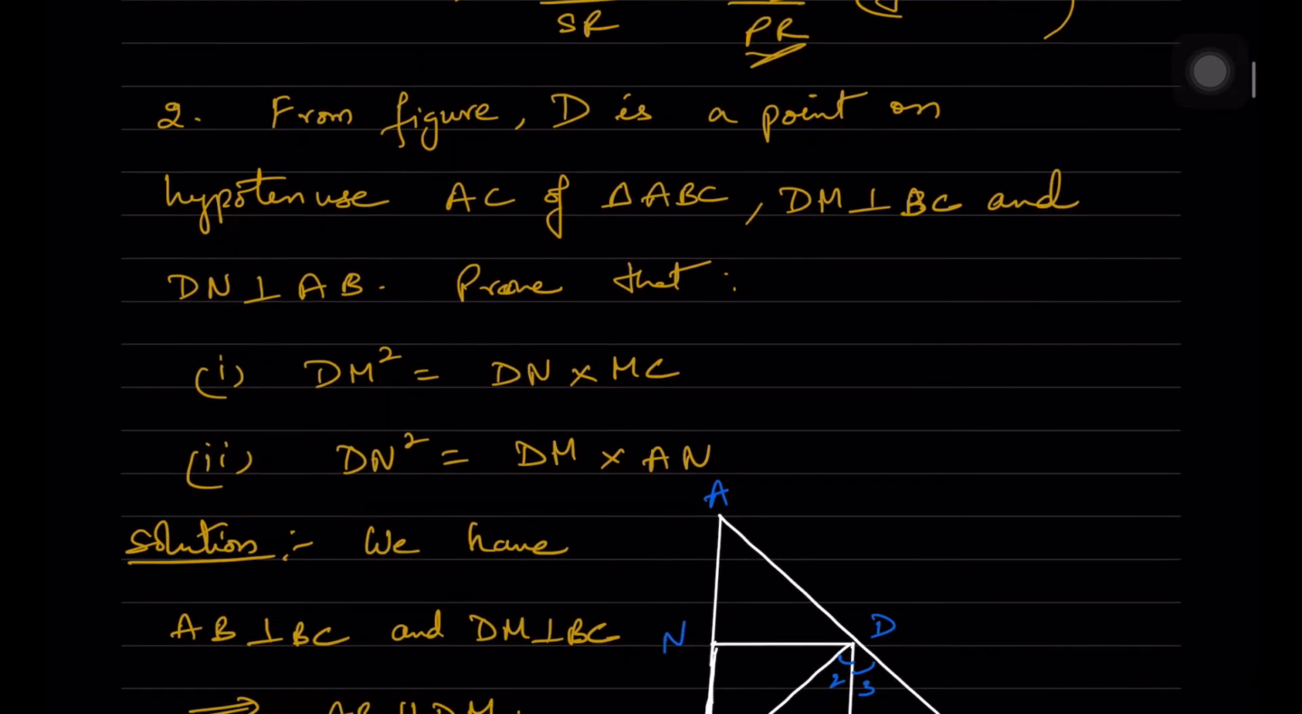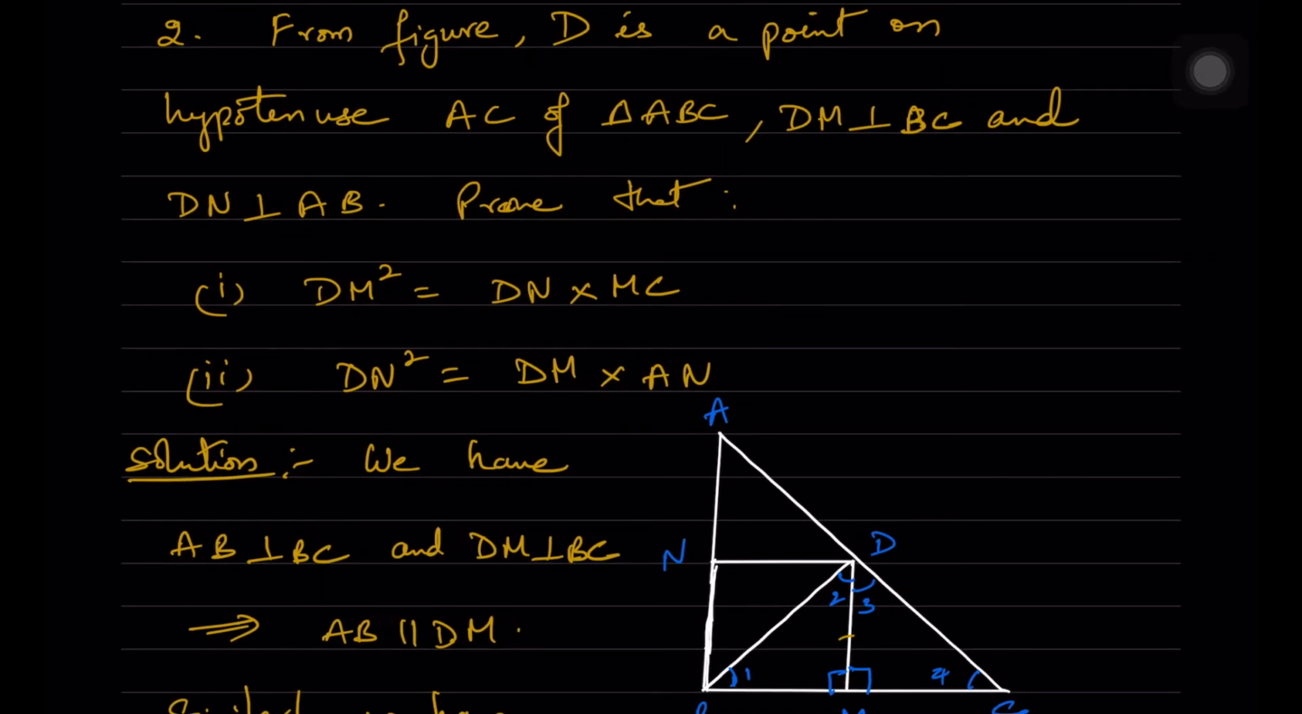Next, second problem. From the figure, D is a point on the hypotenuse AC of triangle ABC, you can see here clearly. DM is perpendicular to BC and DN is perpendicular to AB. Prove that DM square is equal to DN into MC, and second, DN square is equal to DM into AN. So here we have two things to prove.